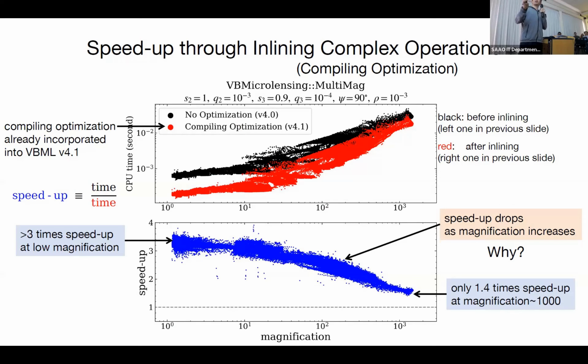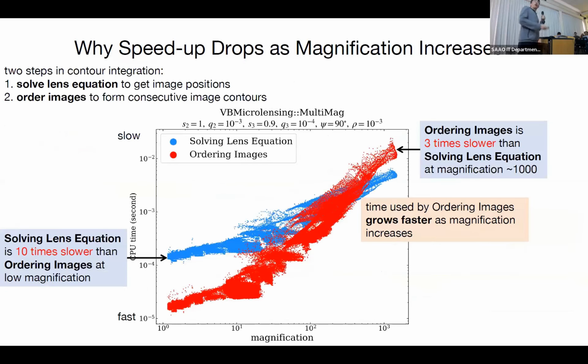This panel shows the speed up, which is just defined as the black point time divided by the red point time. We notice that there is more than 3 times speed up at low magnification, but the speed up drops as magnification increases. There is only a 1.4 times speed up at magnification 1000. So why is that the case?